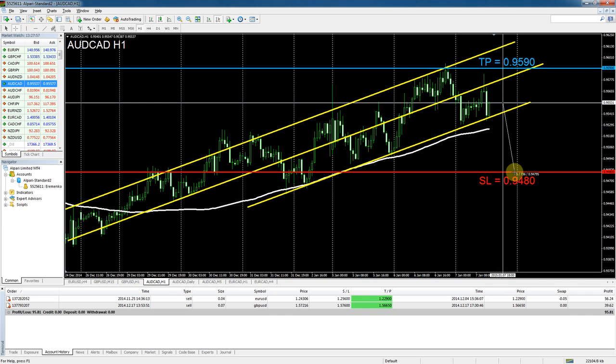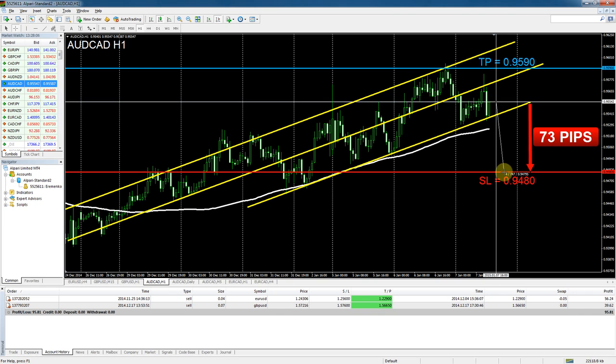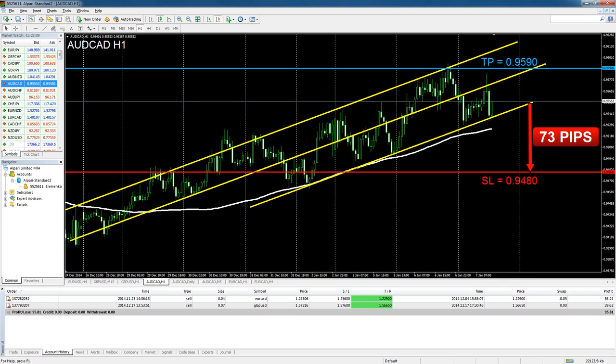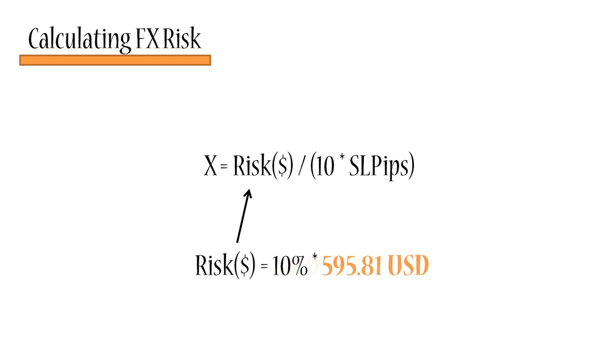For calculating the risk, we will need to know the stop loss in pips. So here we have approximately 73 pips for our stop loss. So I'll just bring up the slides that we're familiar with. We need to take the risk in dollar terms and divide by 10 times stop loss in pips. So in our case, we want the risk in dollar terms to be approximately 10% of the balance, and that's because we're taking a very short trade. We're not going to ask for a big movement, and it is quite a good signal, even though it is in the counter trend movement, but at the same time, we are headed towards the top of that channel. So 10% of 595.81 is approximately $60.